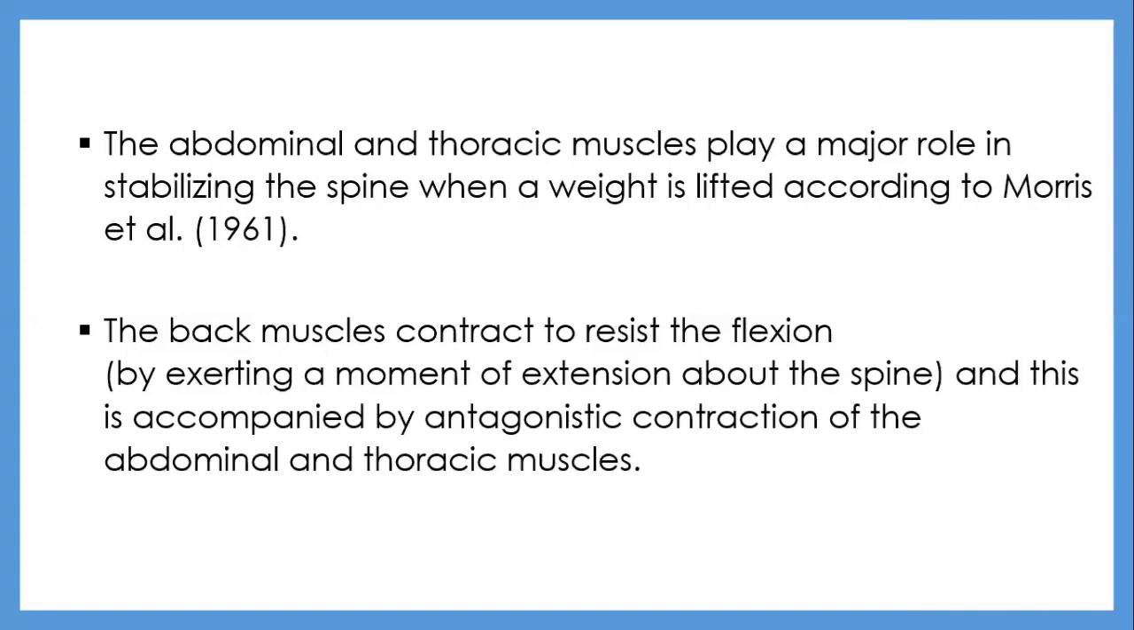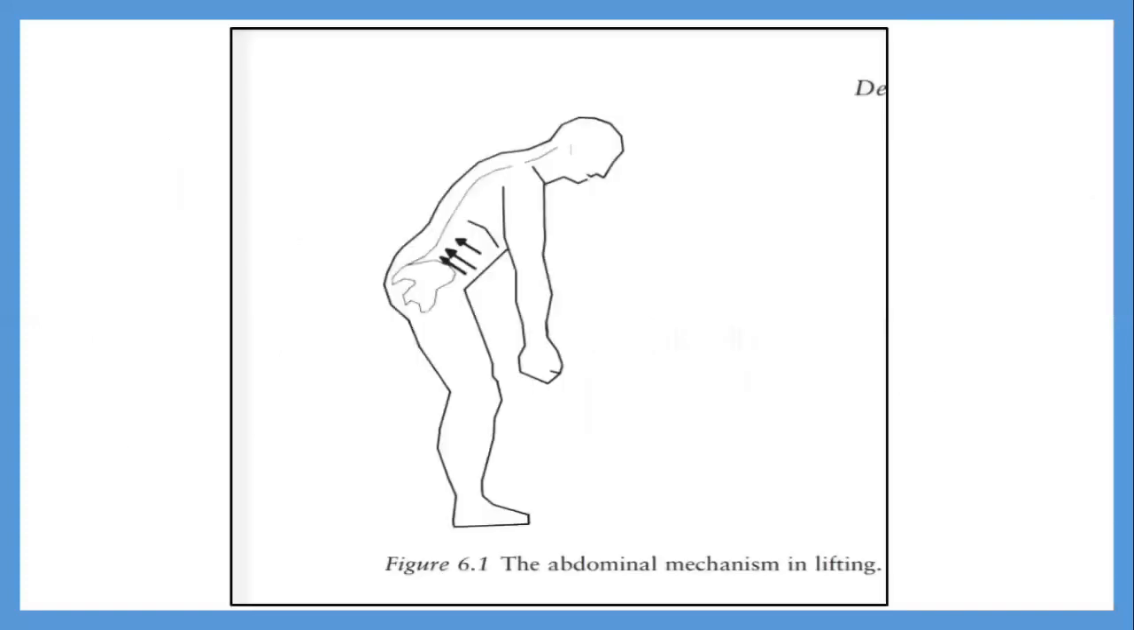And these muscles pressurize the contents of the abdomen and thorax, converting them into approximate hydraulic and pneumatic splints that are thought to oppose the flexion moment, as you can see on the next figure. So this is figure 6.1, the abdominal mechanism in lifting.